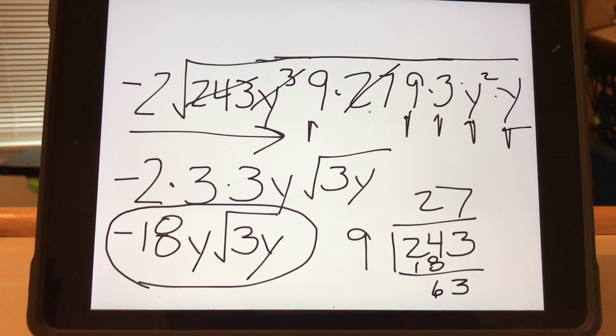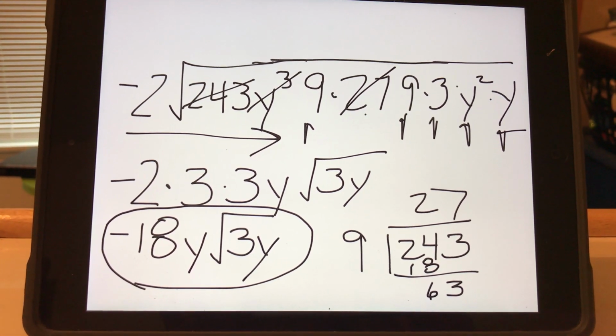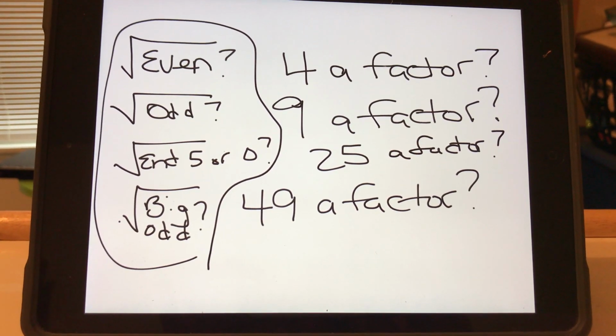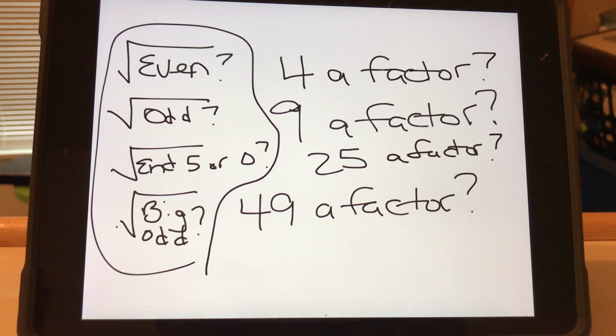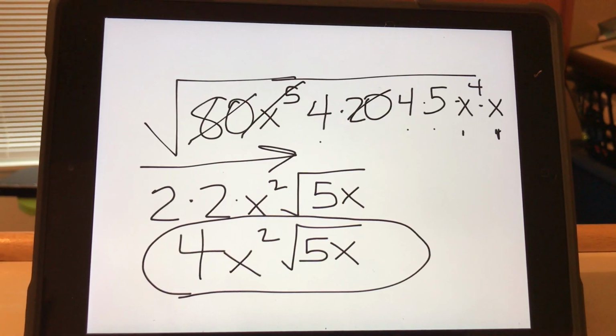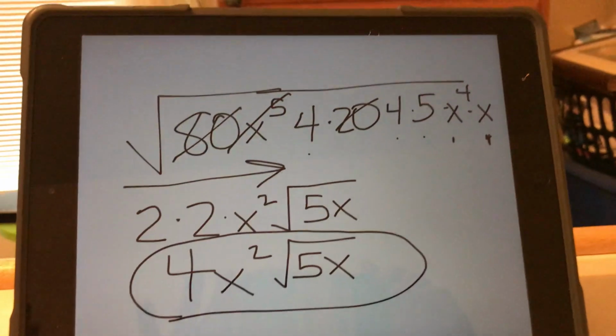All right, I hope those examples help. Again, what we want to do is look for the perfect squares 4, 9, 25, or 49. Factor out that coefficient first, then deal with a variable if you have one.